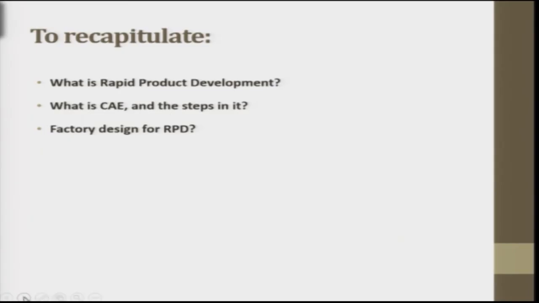So, to recapitulate, we discussed what is rapid product development, we discussed what is computer-aided engineering and certain steps in it, we discussed rapid design for rapid product development. So, this is the rapid product development process, and we have discussed these issues here: rapid product development, computer-aided engineering, and factory for rapid product development. Factory for additive manufacturing.